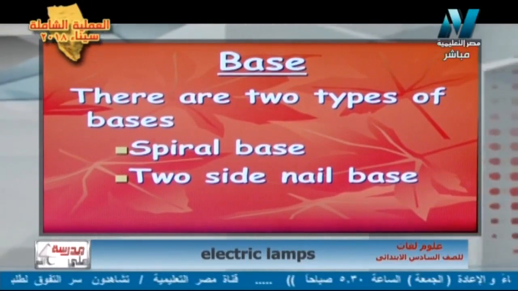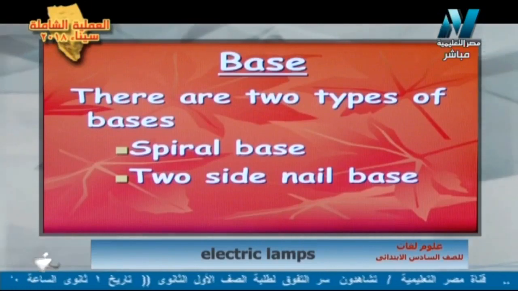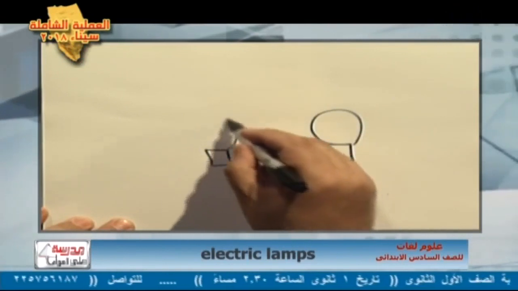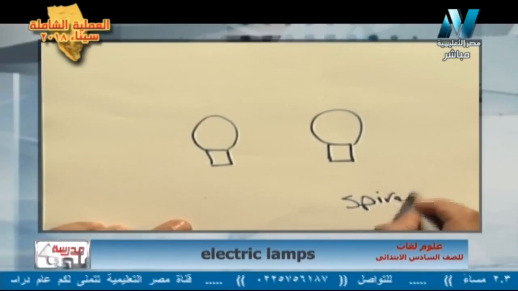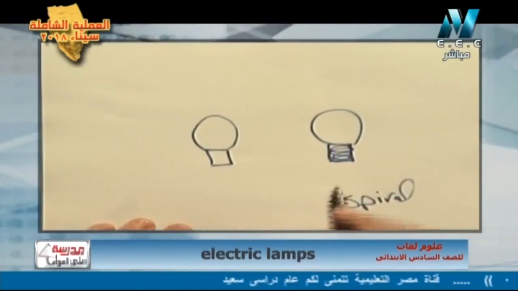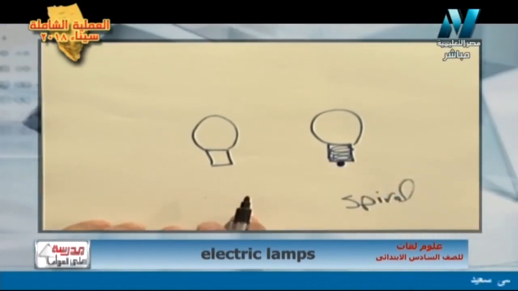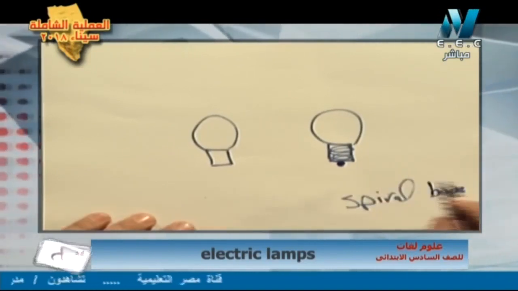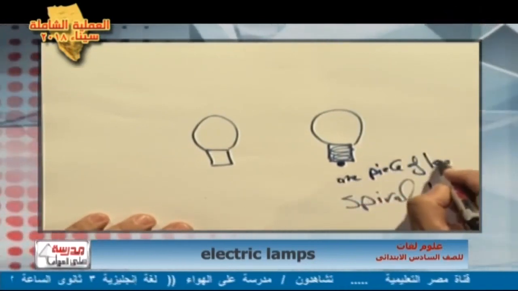Let's draw together two lamps. Imagine that I have a base here and another base. Here a lamp and here is another lamp. Okay, if the lamp is spiral, it will have this shape and it will have one piece of lead here. So again, the spiral base lamp will have one piece of lead only.